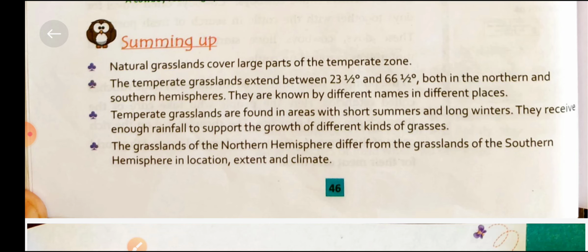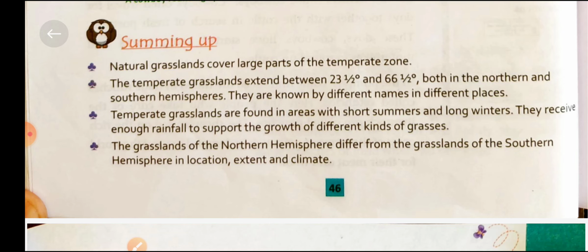These grasslands are known by different names in different places. In Eurasia, meaning Asia and Europe, it is called steppes. In North America, USA and Canada, the grassland is called prairies. In South America, Argentina and Brazil, it is called pampas. In Africa, it is known as veld, and in Australia, downs. So these are the different names of the grassland in different regions.